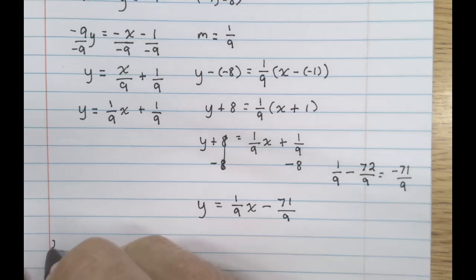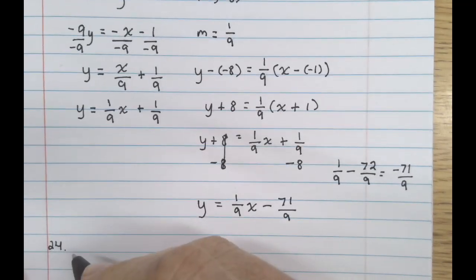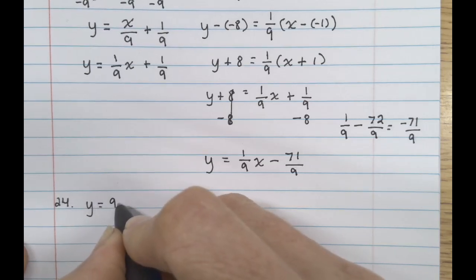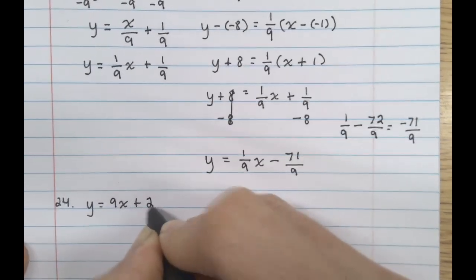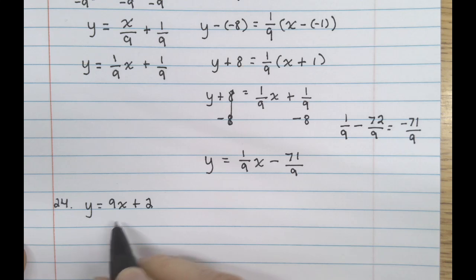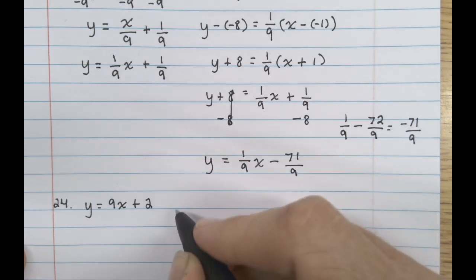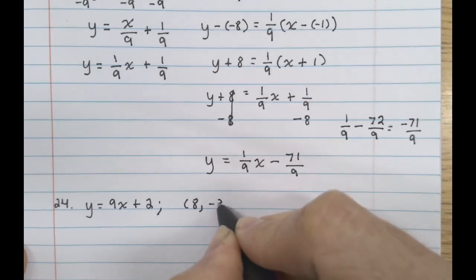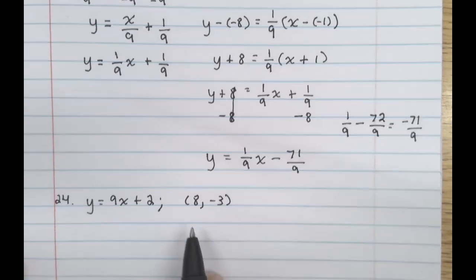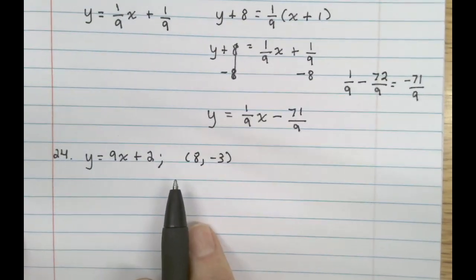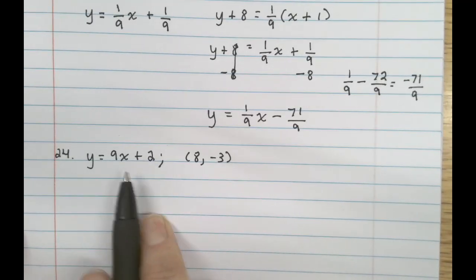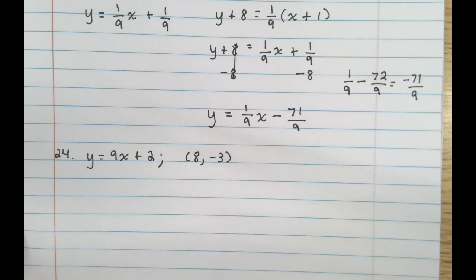All right, 24. Now we're going to do something very similar. Here we're given an equation, y equals 9x plus 2. So not a standard form equation, which is going to make things a little bit easier. And we have the point 8, minus 3. But now what I'm being asked to do is find a line that's perpendicular to this line, perpendicular that goes through the point 8, minus 3.